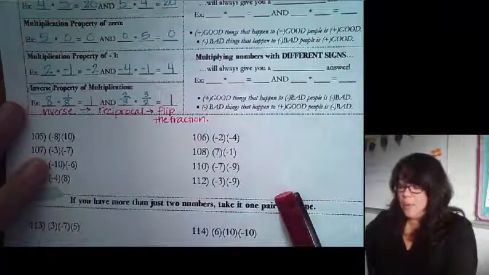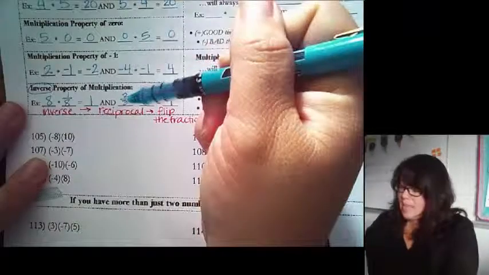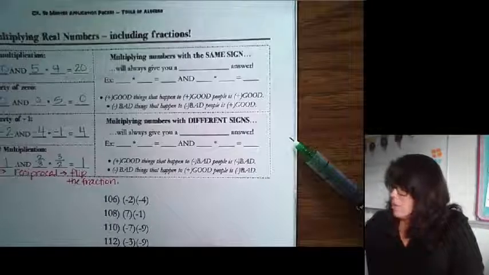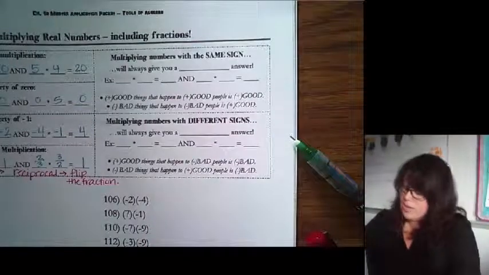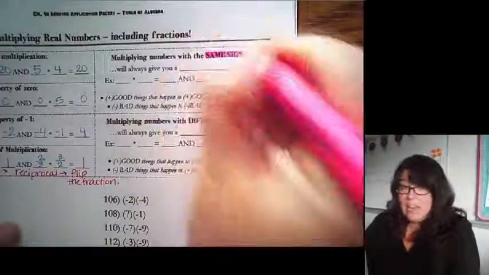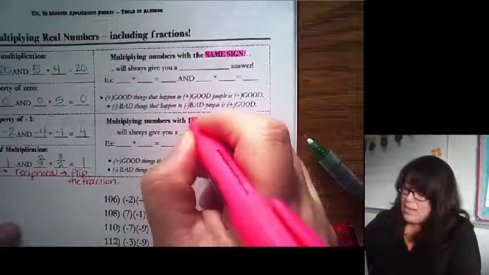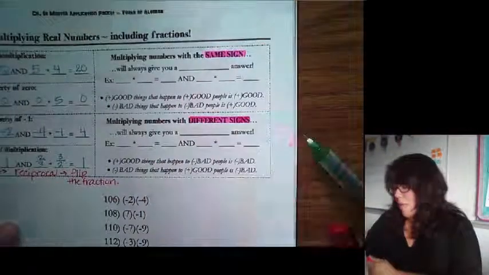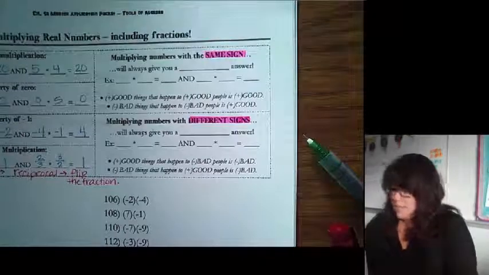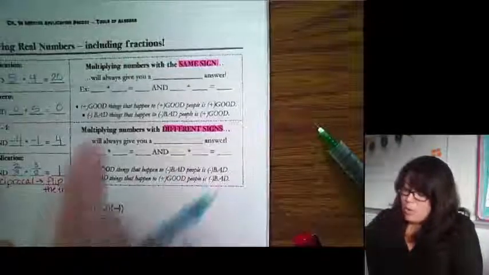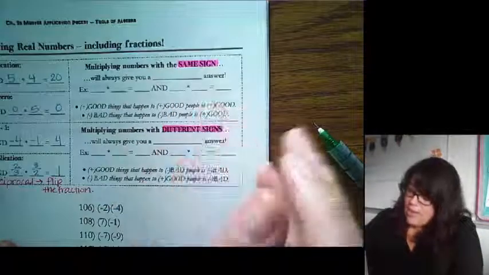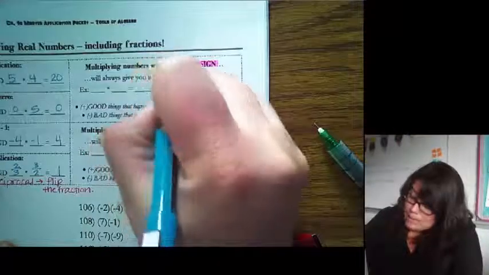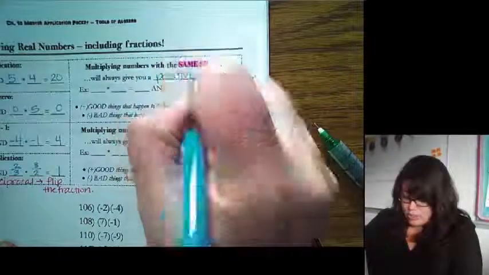So these are the properties of multiplication. Now let's take a look at what happens when we're dealing with signs. Remember, there's going to be two options. You're either going to be multiplying things that have the same sign, or you're going to be multiplying things that have different signs. Anytime you are multiplying two numbers that have the same sign, like both positive or both negative, they will give you a positive answer.